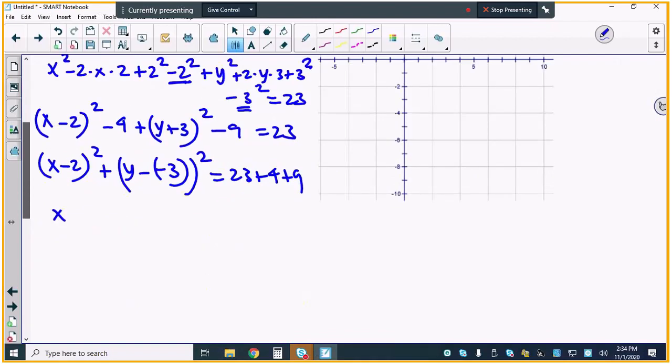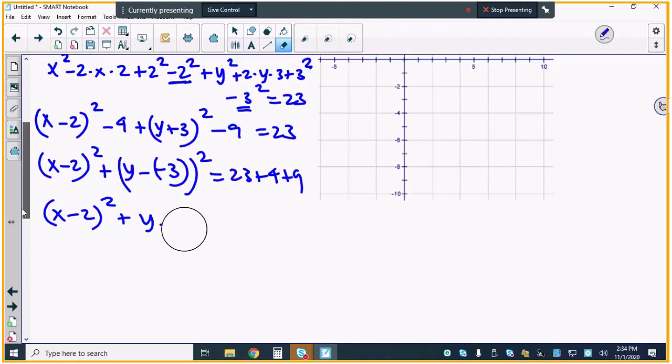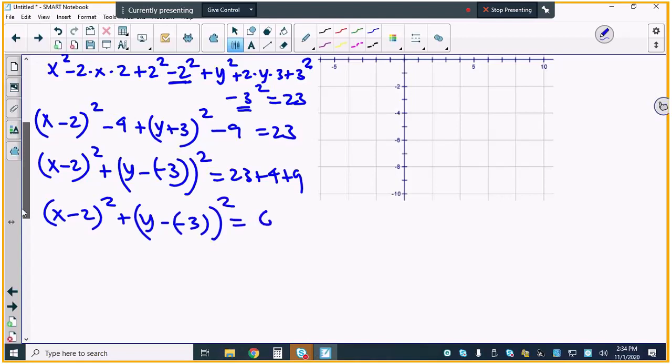And finally, I will write it as x minus 2 squared plus y minus minus 3. That will be easier to find the center. Y minus minus 3 quantity squared is equal to 36. So you can write it as 6 squared. So the center is going to be 2 comma negative 3, and the radius is going to be 6 units.